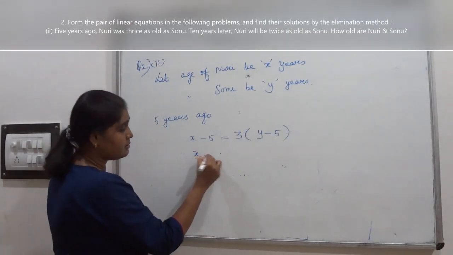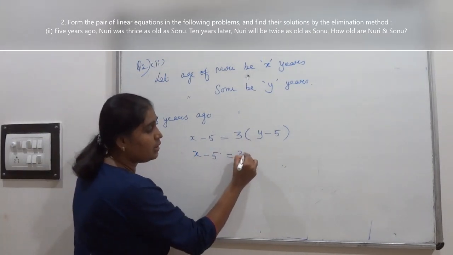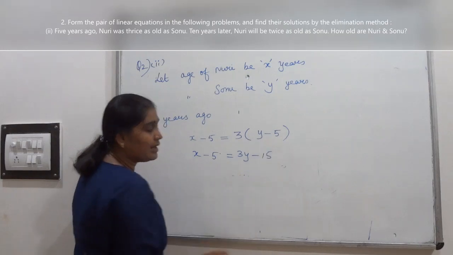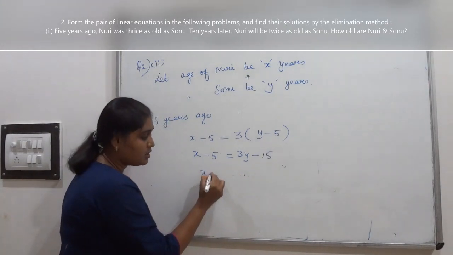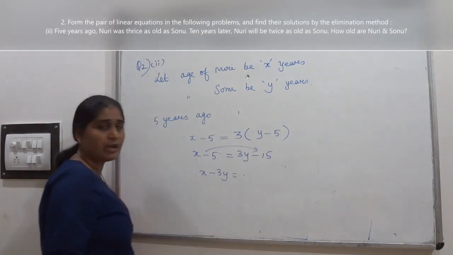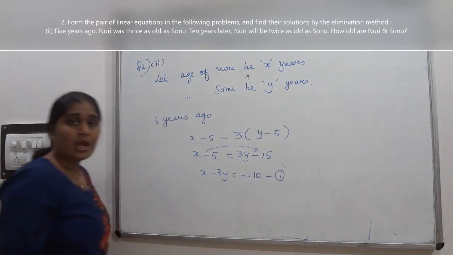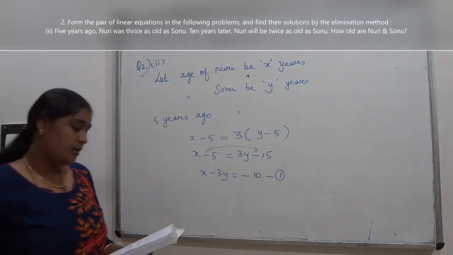So simplify the equation. X minus 5 is equal to 3 into Y, 3Y, minus 15. Bring X and Y to one side. So X minus 3Y is equal to minus 5 goes outside, plus 5, that is minus 10. This is equation number 1.